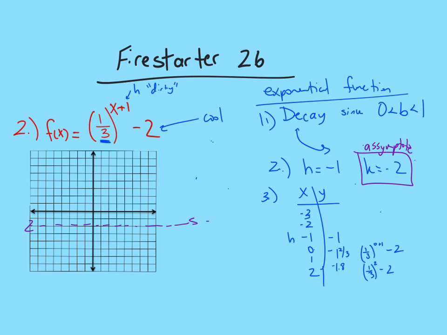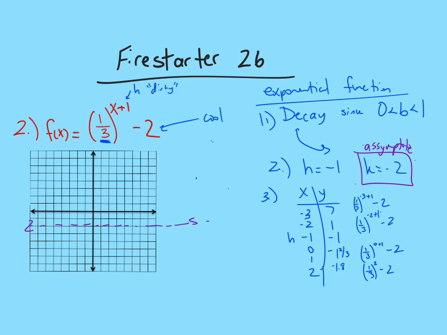Now I'm going to plug in -2. So 1/3 to the -2 plus 1, minus 2. So -2 plus 1, so it's 1/3 to the -1, which is 3. 3 minus 2 is 1. Now I'm going to plug in -3. 1/3 to the -3 plus 1. So it's 1/3 to the -2, which is actually the same thing as 3 squared, which is 9. 9 minus 2 is 7. So I got my points.